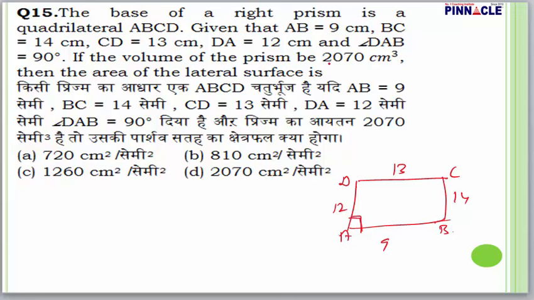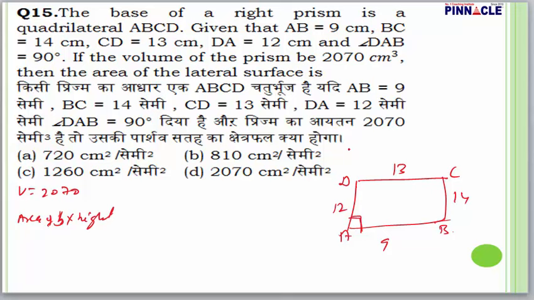If the volume of the prism is 2070, volume is given here as 2070. Volume of the prism is always area of the base into height. Area of base into height is equal to 2070. Now this is in fact a quadrilateral, so the area of the quadrilateral we have to find first, and then we can find the value of height.